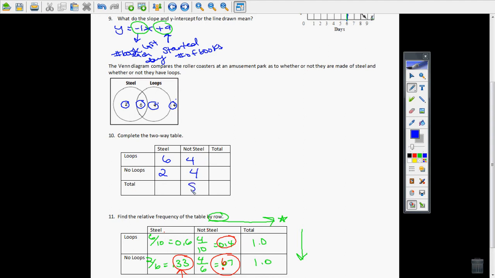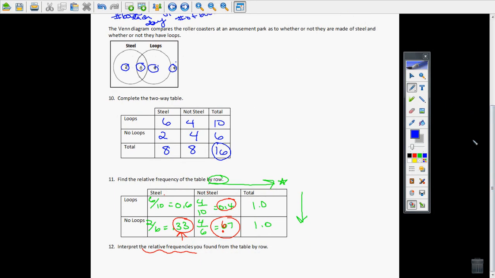This has a total of 8. This is a total of 8. So there are 8 roller coasters that are made of steel, and there are 8 roller coasters that are not made of steel. There are 10 roller coasters that have loops, and then there are 6 roller coasters that do not have loops. And so this is a total of 16 roller coasters.